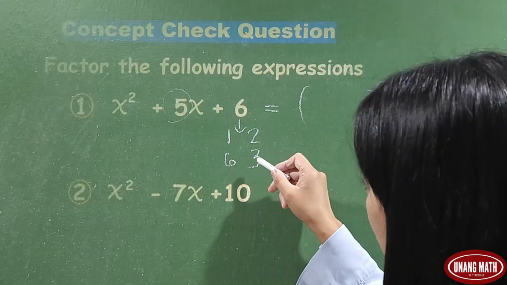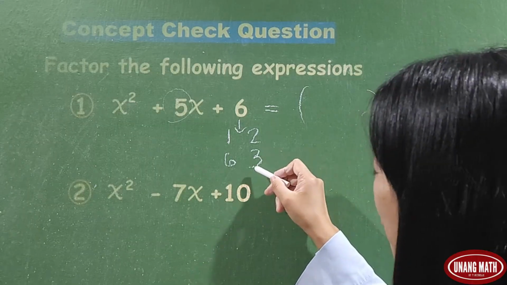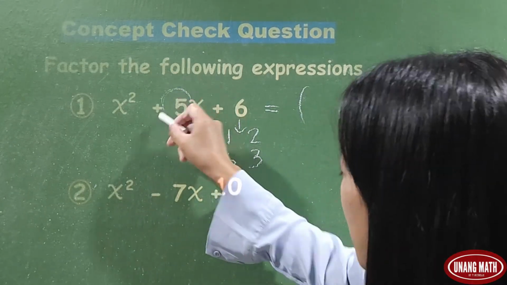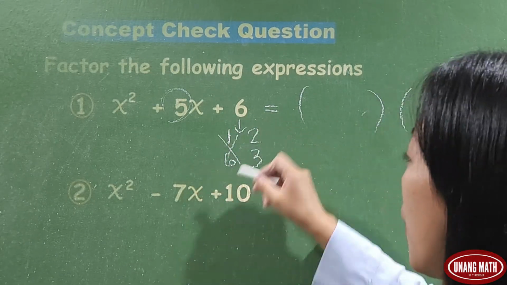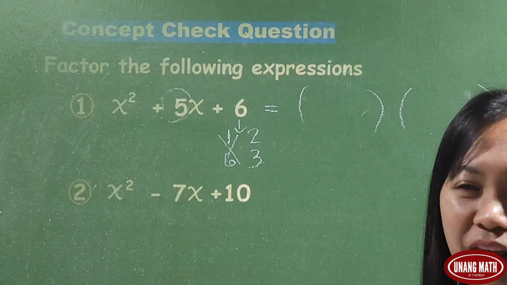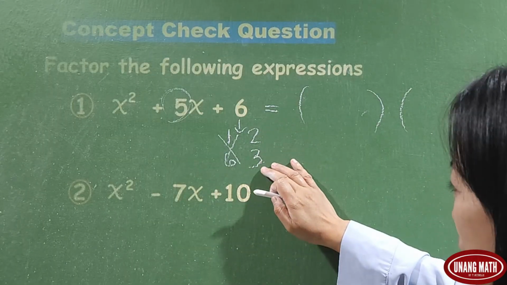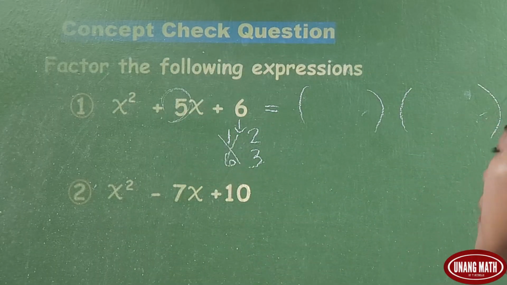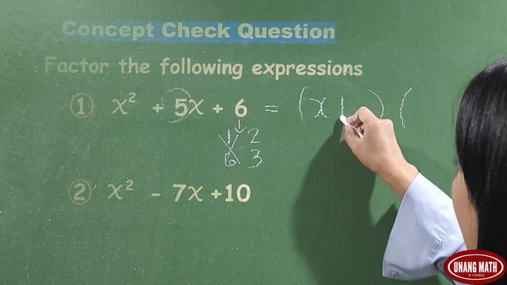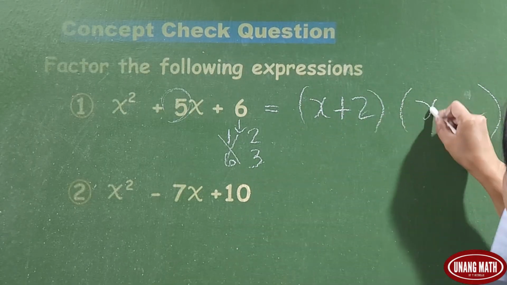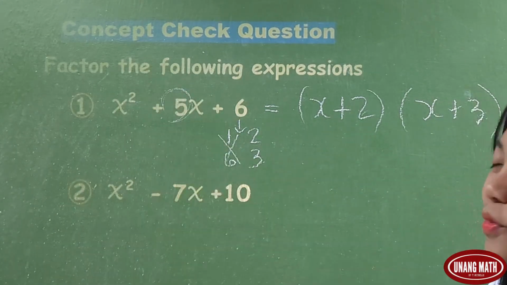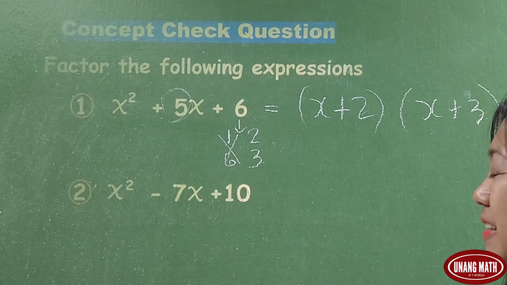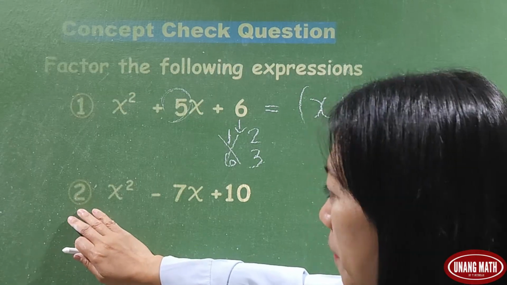What are the two factors here that when we add together, the answer is 5 or positive 5? It cannot be 1 and 6. It would be 2 and 3 or positive 2 and 3 because 2 plus 3 is 5. So in other words, x plus 2 and x plus 3, these are factors of x squared plus 5x plus 6.